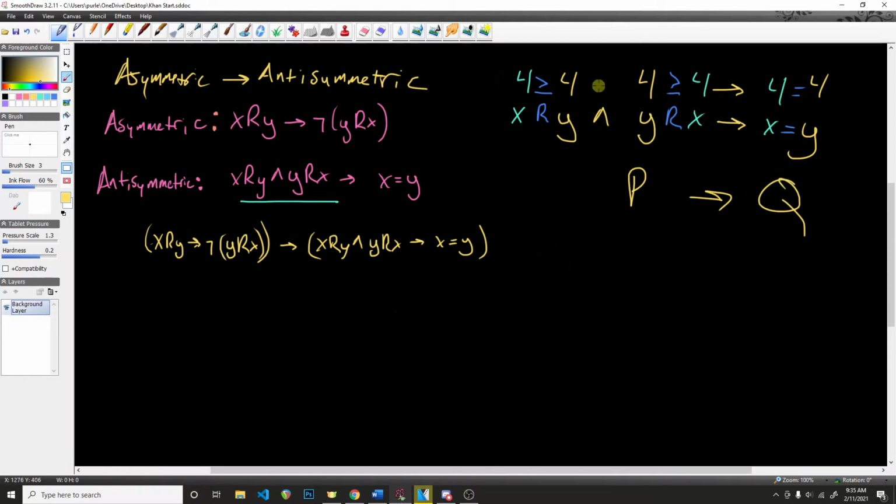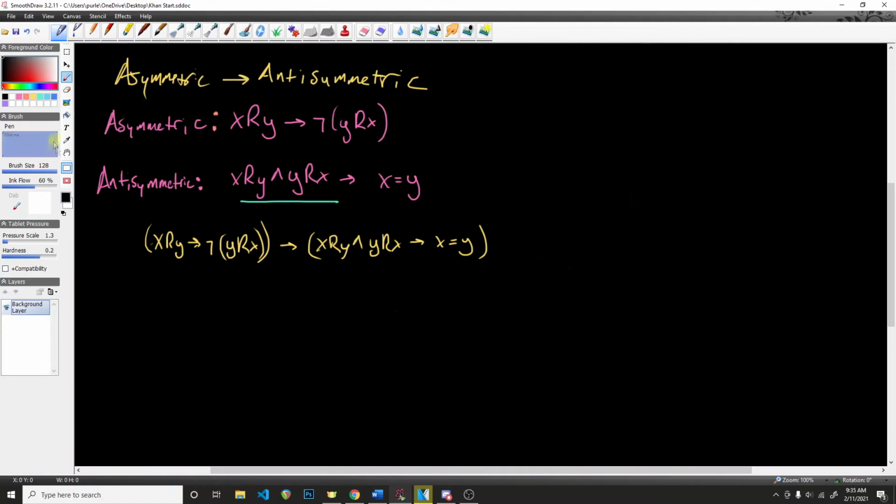This side is all true because we have that 4 is greater than or equal to 4, and we have that 4 is greater than or equal to 4, and then that implies that 4 is equal to 4. And as long as that holds true, then that means that the relation is going to be antisymmetric. So the relation greater than or equal to and the relation less than or equal to are both antisymmetric. But the actual question that we have wants to prove that asymmetric implies antisymmetric. So all I've done is rewrite both of these definitions down here. This is basically saying that asymmetric implies antisymmetric.